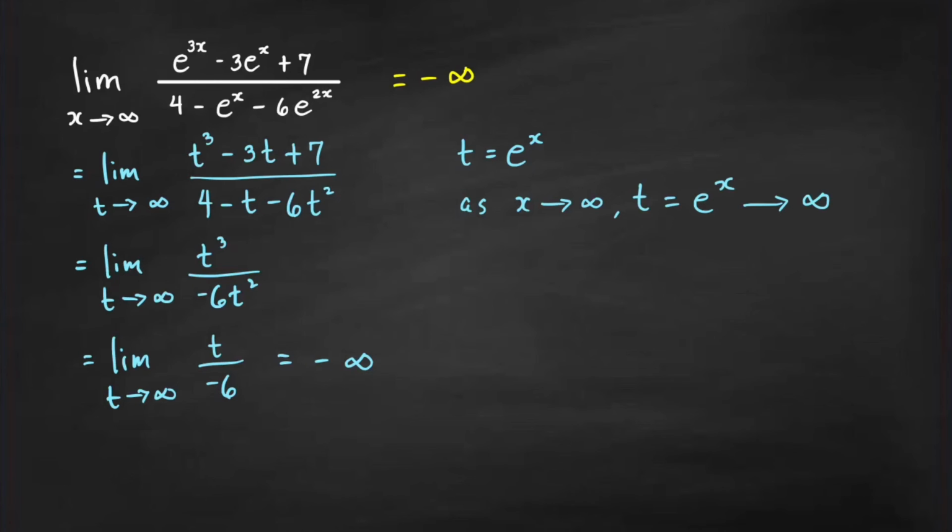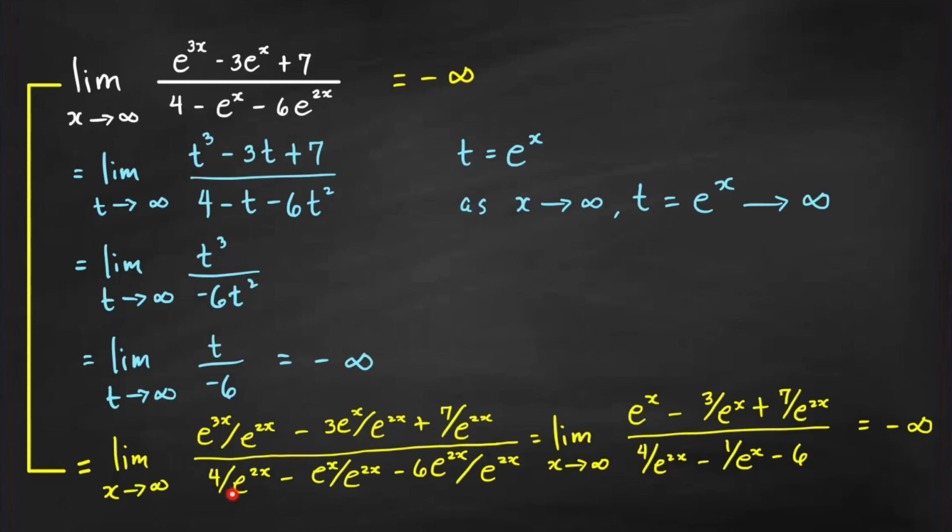In this case, we divide the numerator and denominator by the highest power of e in the denominator, so that is e raised to 2x, and we'll get this expression. And we simplify these fractions first before we compute the limit. So we can write this down as e to the x. This expression is 3 over e to the x, and this one, the same thing. And then this can be simplified as 1 over e to the x. And as x goes to infinity, e to the x goes to infinity, while these fractions go to 0. So therefore, the limit will be infinity over negative 6, which is equal to negative infinity.